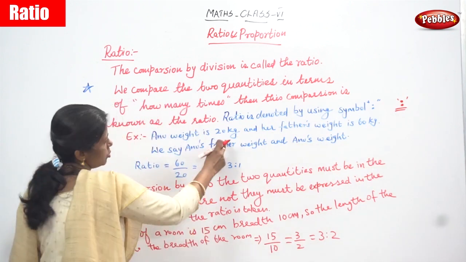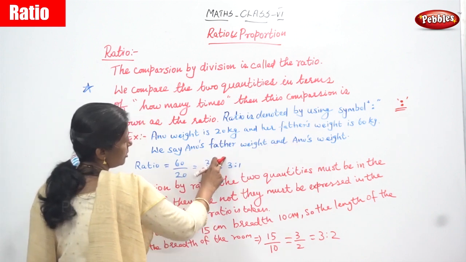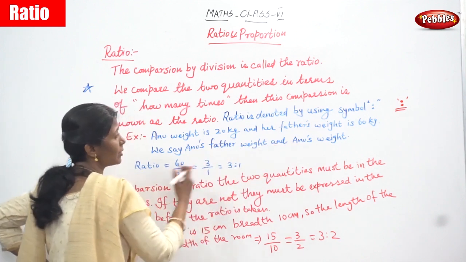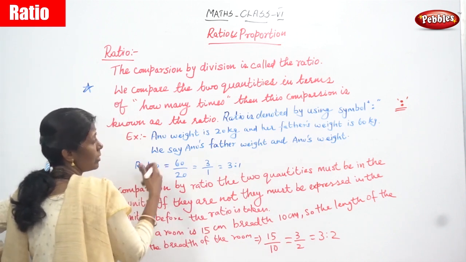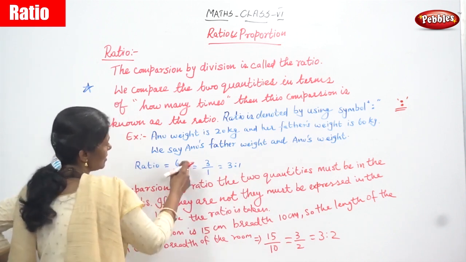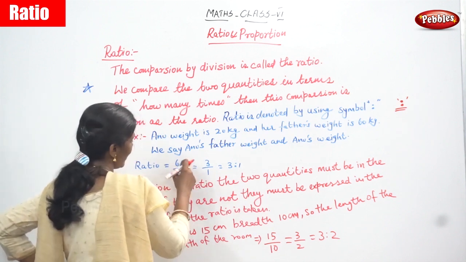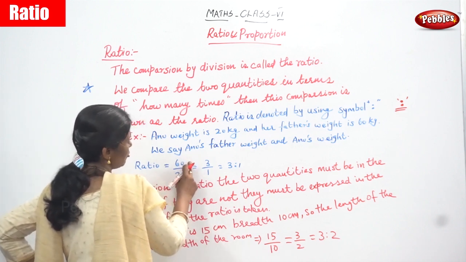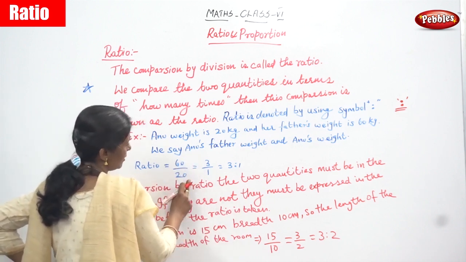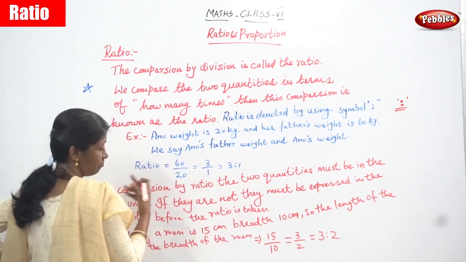Anu's weight is 20 kilogram and her father's weight is 60 kilogram. We have to compare the two weights. So first we have to find the ratio of Anu's father's weight to Anu's weight: 60 divided by 20. Sixty kilogram is Anu's father's weight and Anu's weight is 20 kilogram, so we compare both persons' weights.